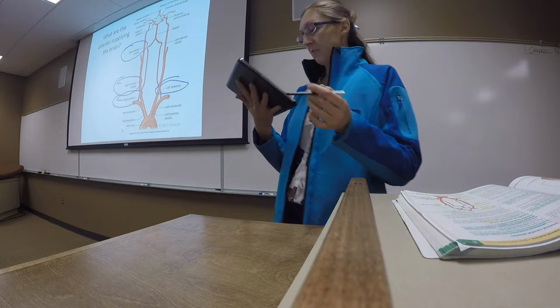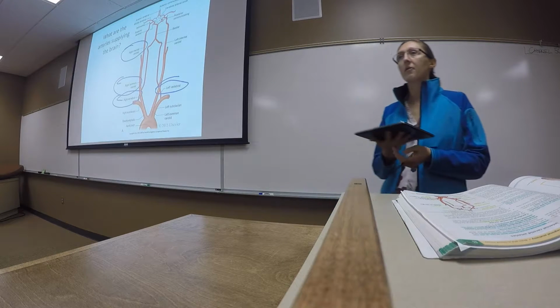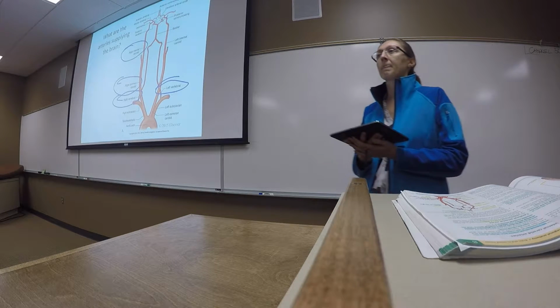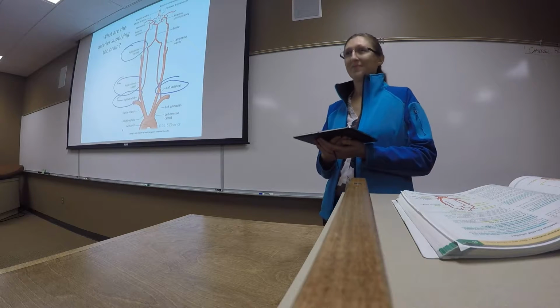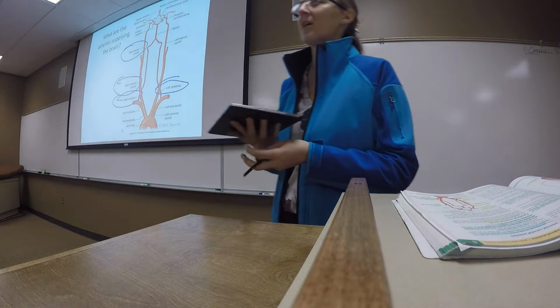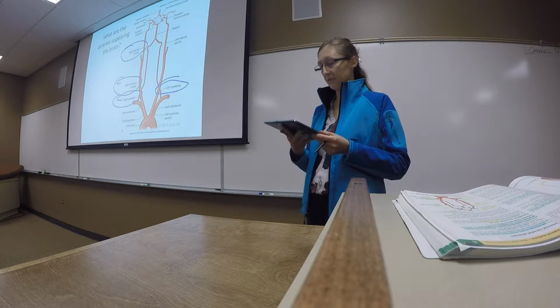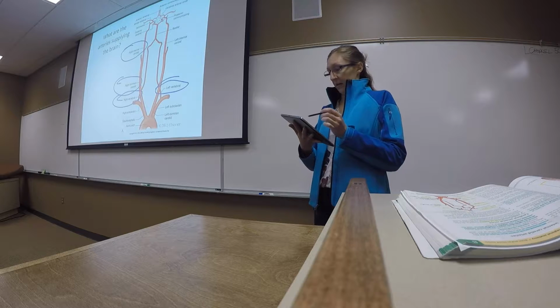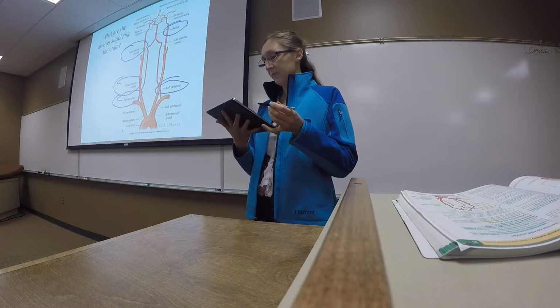The right and left vertebral arteries, where do they run up? What's their pathway up the neck? Yep, the foramen transversarium, through those holes in the transverse processes of the cervical vertebrae. They then connect in the basilar artery.